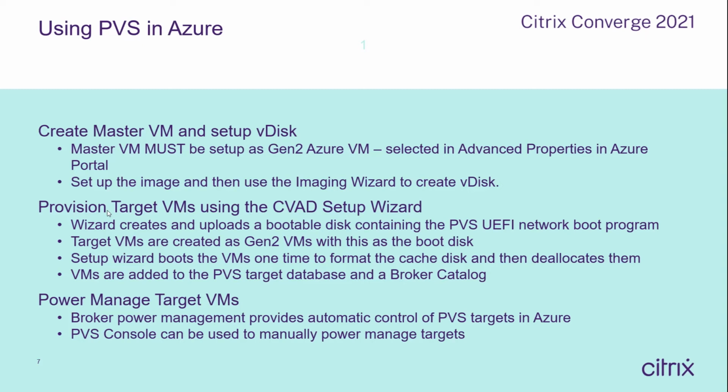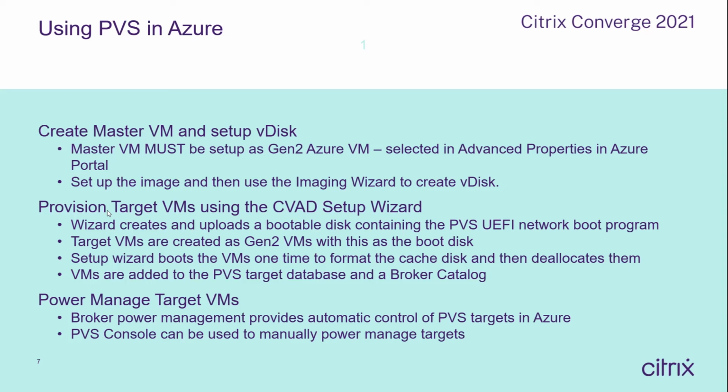We create target VMs as Gen 2 VMs with that disk as the boot disk and with an additional cache disk. The setup wizard boots the VMs one time in order to allow them to format this cache disk as an NTFS disk, and then shuts them down and deallocates them. And lastly, VMs are added to the PVS target database in the PVS server and also a broker catalog. And once that's done, you're now ready to start using them.